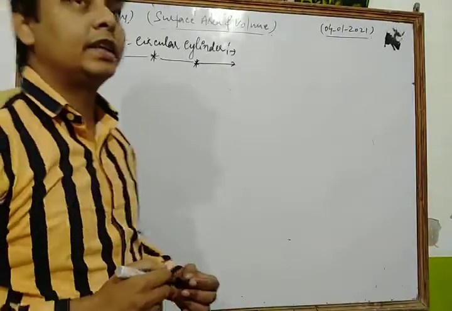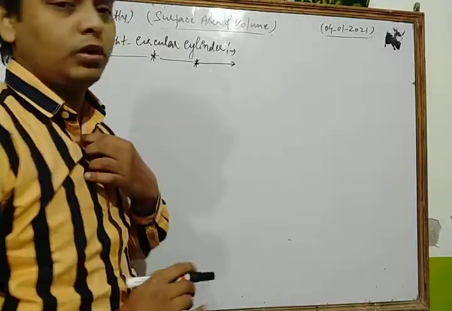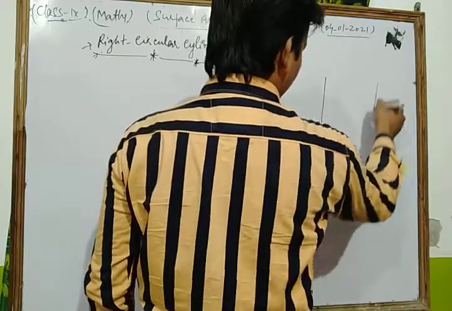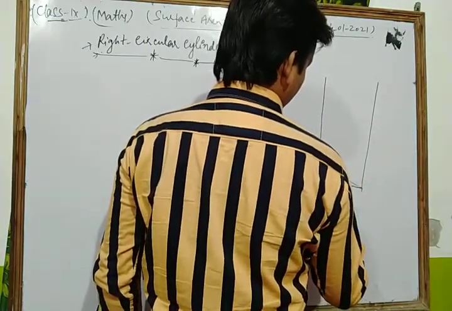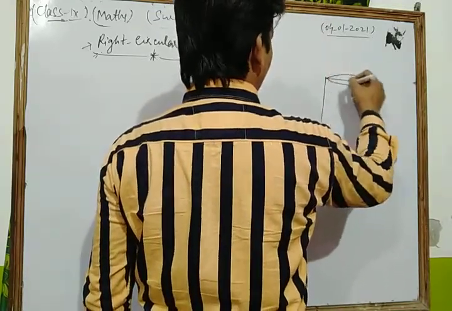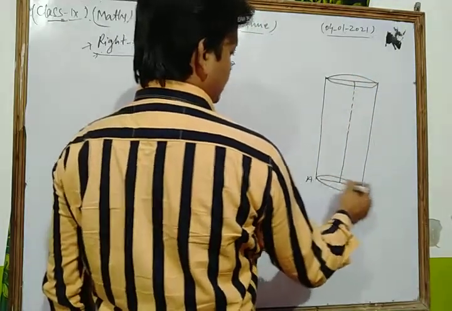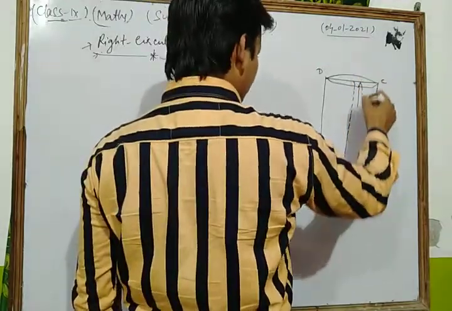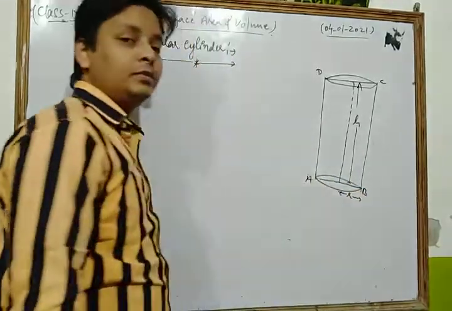Now we are going to revise a very important topic of your syllabus, which is what? Right circular cylinder. Let's see. Now this is the shape of the right circular cylinder, dear friends. Suppose that ABCD is a right circular cylinder in which h is the height and r is the radius of its base.